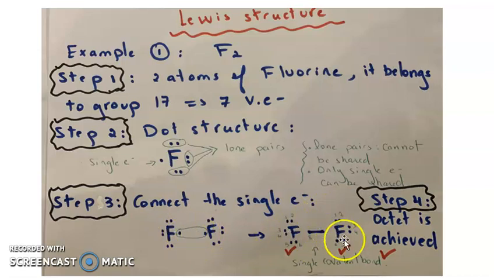Now let's count if octet is achieved. For each atom, we should have 8. For the first one, 1, 2, 3, 4, 5, 6, 7, 8. So 7 and 8 are shared. For this one, 1, 2, 3, 4, 5, 6, 7, 8. You can see the numbers here, the counting. Okay? So octet is achieved. What's octet? Each atom of these has 8 electrons in the outer shell. So this is how you draw a Lewis structure. This is an example of a single bond.